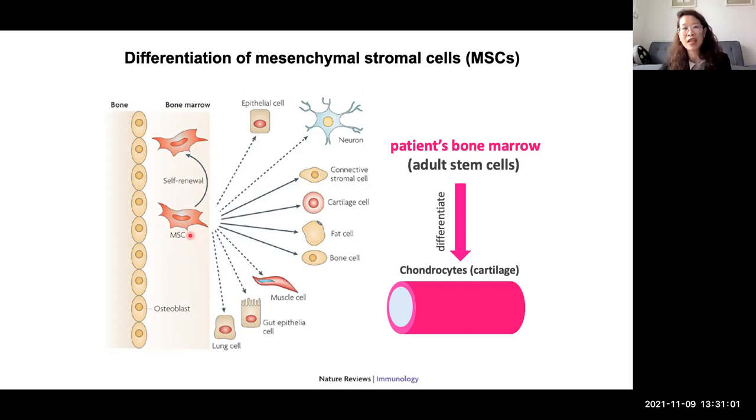They become other cell types, for example, epithelial cells and neuron cells. But what we're going to focus on to make the engineered tissue here is the cartilage cells, which have been seeded outside of the tubes here. They take adult stem cells from the bone marrow of that lady, that patient, and stimulate them to become chondrocytes.